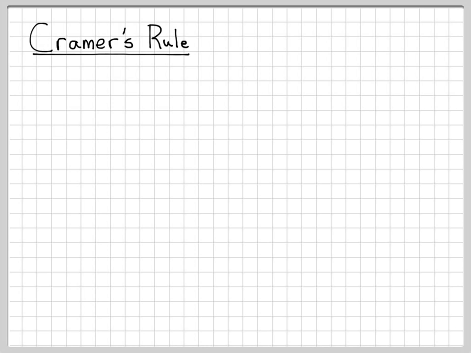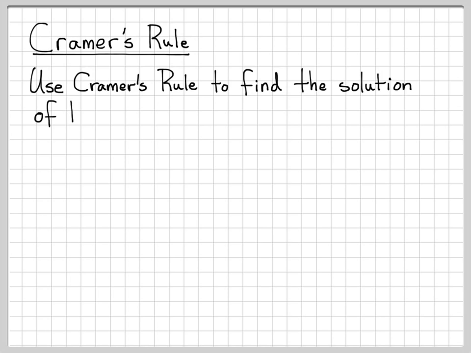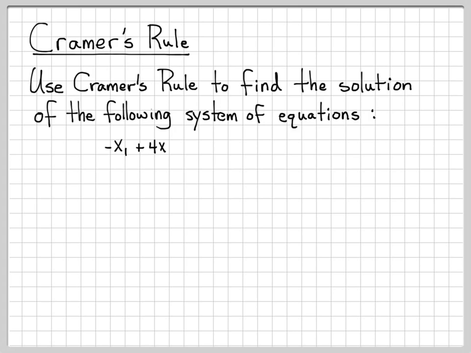In this example, we're going to look at a process or algorithm, if you will, called Cramer's rule that we will use to solve a system of equations. So we're going to use Cramer's rule to solve this system of equations. The first equation is minus x1 plus 4x2 plus 3x3 is 2. The next equation is 2x2 plus 2x3 equals 1. And the third equation is x1 minus 3x2 plus 5x3 is 0.